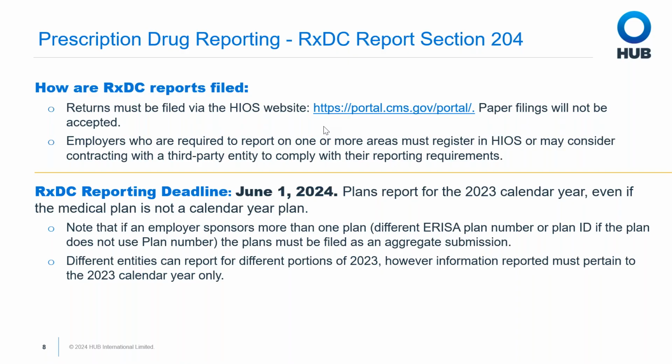When are we required to report? The RxDC reports are due to the Centers for Medicare and Medicaid Services, or CMS, no later than June 1st, 2024. We are reporting only for the 2023 calendar year. Regardless of what your ERISA plan year or plan structure may be, you will always report for calendar year 2023. Note that different entities may report for different portions of the RxDC reports. However, the information should only capture claims and/or premiums paid within the 2023 calendar year.